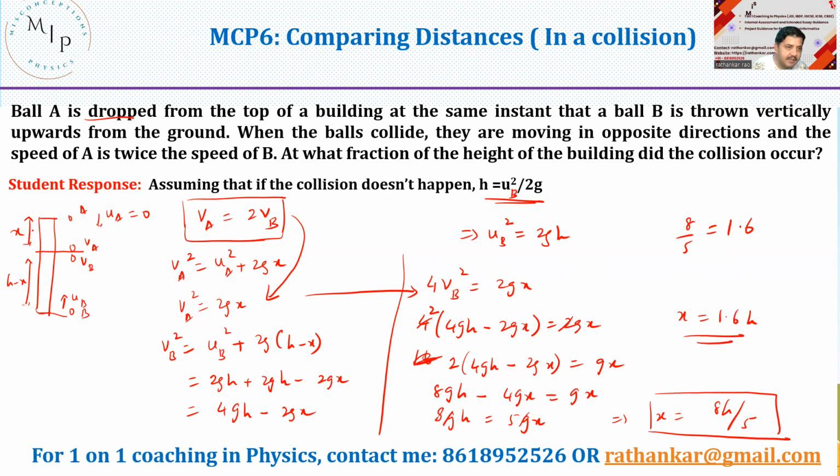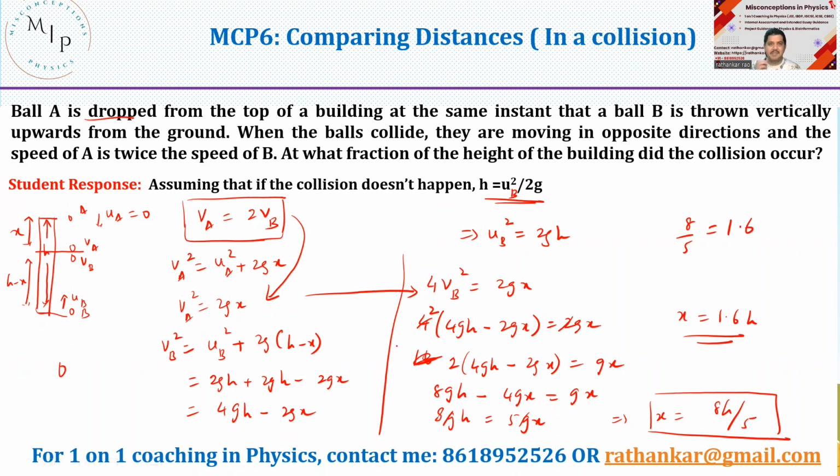Now what do you mean by that? This X is equal to 1.6 times H. The total height of the building itself is H only. Now when you say 1.6 H, that means ball A met ball B at a distance beyond the building. Is this possible? It is never possible, right? So this is the misconception.